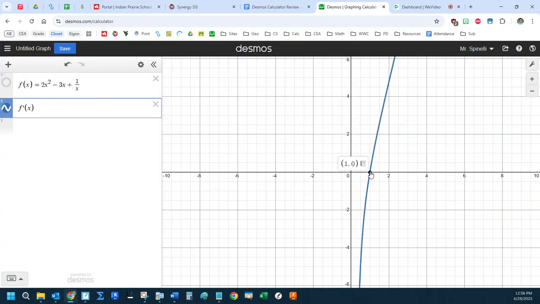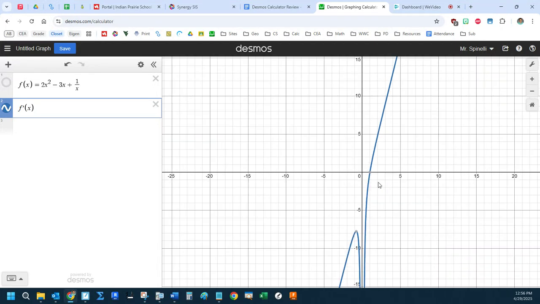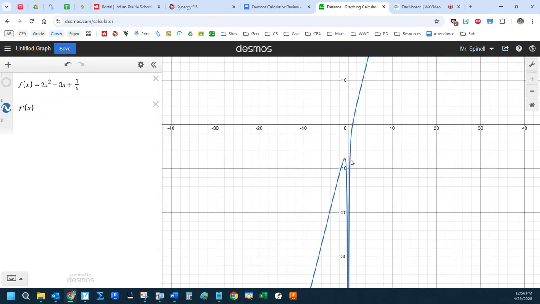For example, this tells me that the function that I defined is decreasing to the left of 1 and increasing to the right. If I zoom out, it appears it's also decreasing to the left of 0. And of course, you should realize that it's neither increasing nor decreasing at 0 because it's not included in the domain because of what I've highlighted.